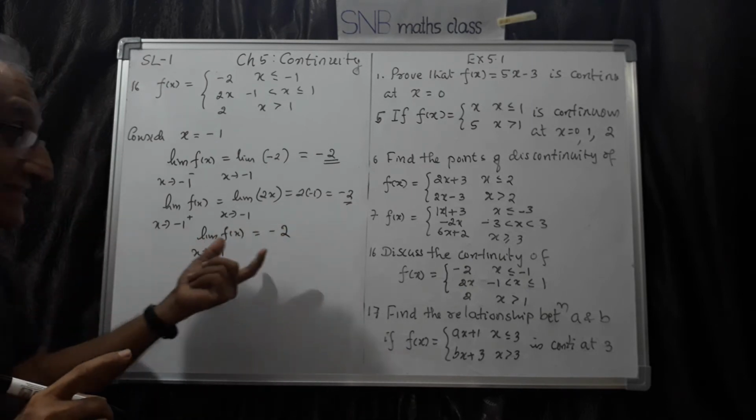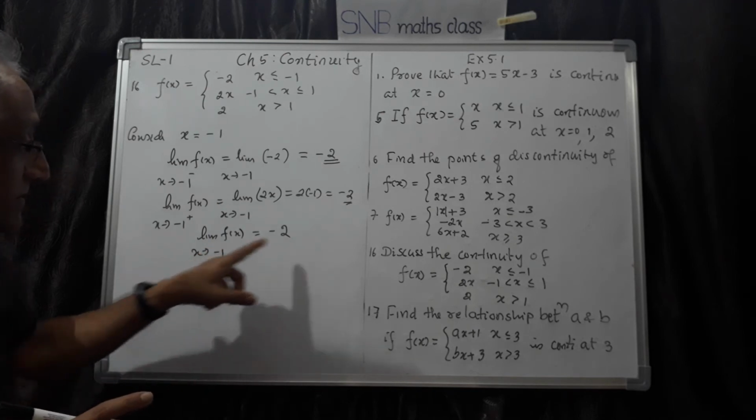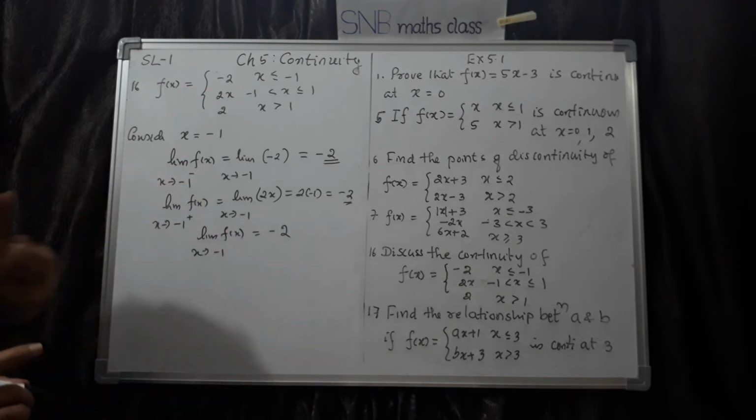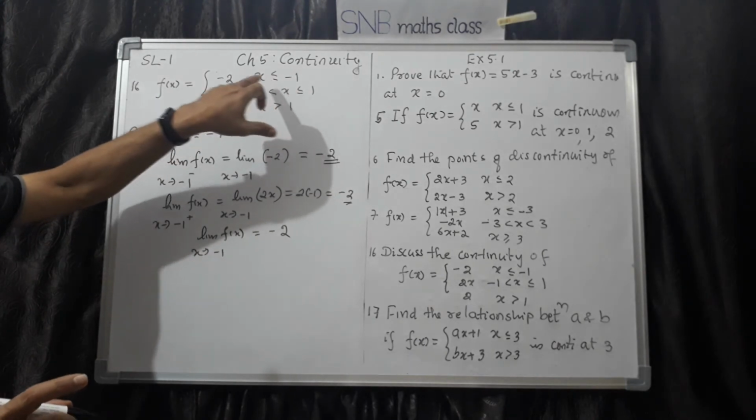But this is not sufficient now. The limit exists. I have to check whether f of minus 1 is also minus 2. So where is f of minus 1? I have to take this one, because the equality is here.